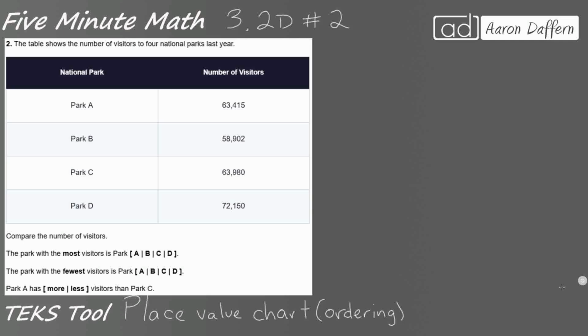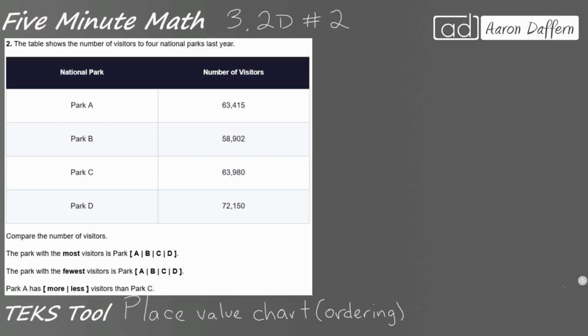Today we are looking at the TEKS tool place value chart. We are ordering numbers with a problem related to TEKS 3.2D, and we will solve it in 5 minutes or less. If you haven't done so already, please go ahead and take a moment to pause the video, work this problem out on your own, unpause it, and we will look at our answers together.